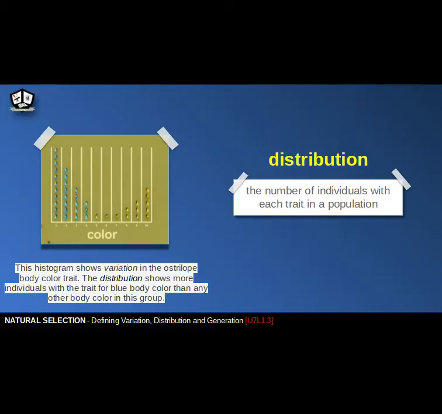Distribution, as it mentioned, is the number of individuals with each trait in a population. So we can show distributions on these histograms really easily here. This histogram shows the variation in the australope's body color. So you can see there's a majority of them are blue. There's a few green ones down there right in the middle. And then that second most color is yellow.